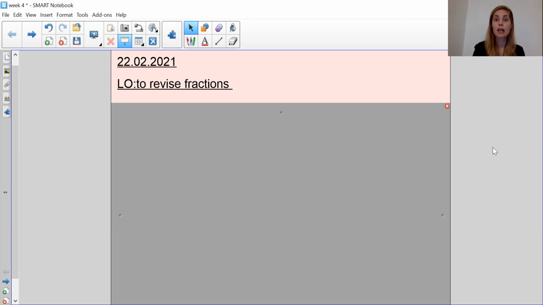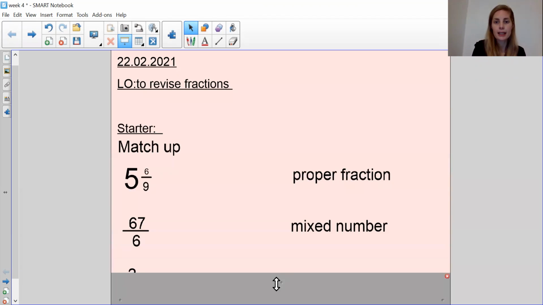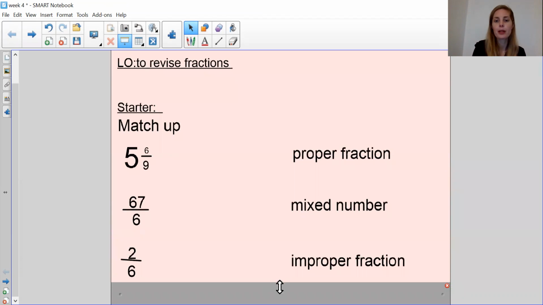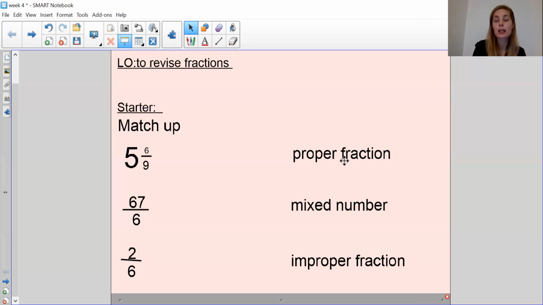So today's lesson, learning objective is just going to be to revise those fractions and those methods that we've been looking at and to make sure that we understand the vocabulary that we have introduced to you from last term. So your starter for today is just going to be matching up the fraction knowledge that we have been teaching you with the vocabulary. So can you now pause the video and then match up those three very quickly for me?